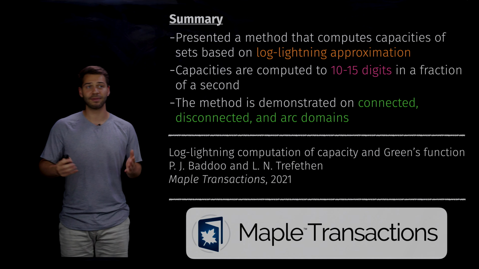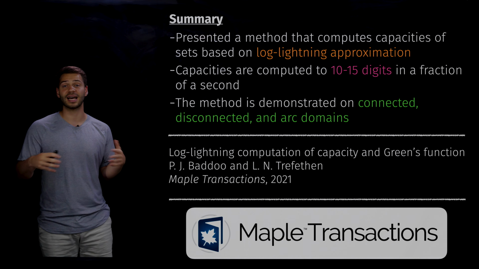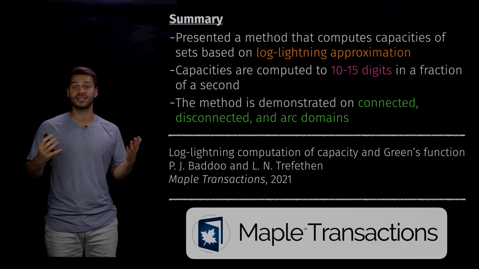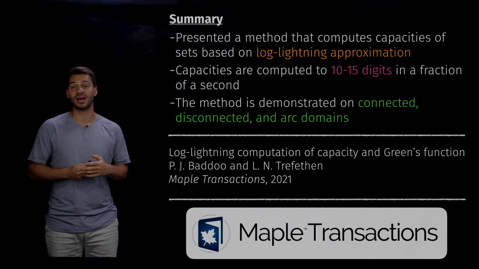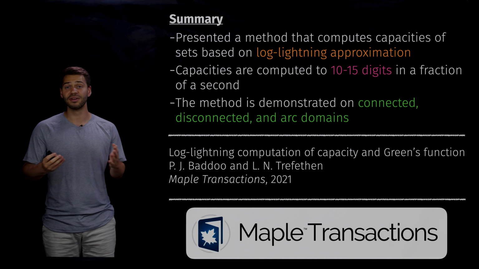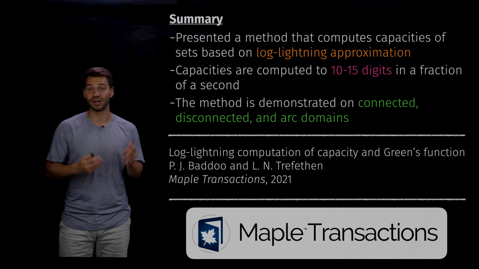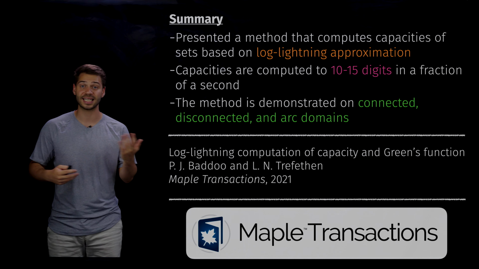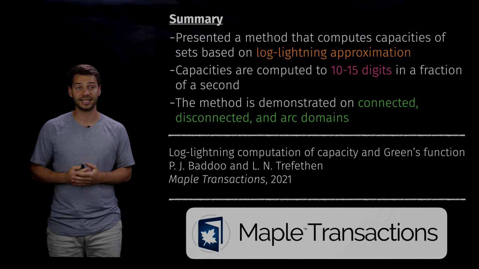Okay, so to wrap up, we presented a new method that efficiently computes the capacity of sets, and it's based on a new idea called log lightning approximation. And we compute the capacities to 10 plus digits in a fraction of a second, and it's very competitive with other methods. And we applied it to connected, disconnected, and arc domains.